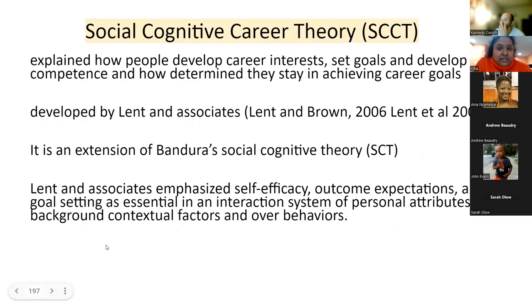Social learning theory explained how people develop career interests, set goals, and how determined they are in achieving those goals. It's kind of like an extension of the Bandura social cognitive theory. I wasn't able to get much detail from the chapter, but does anybody know about this theory? Bandura's social cognitive theory, because it was adapted from him.